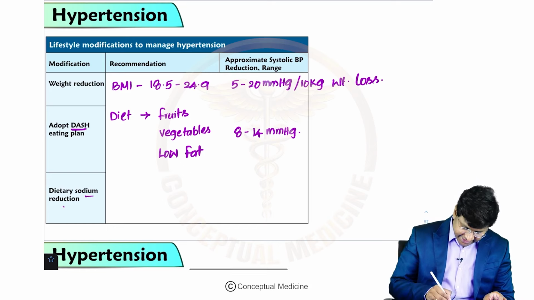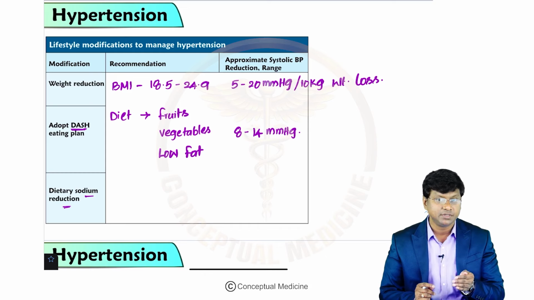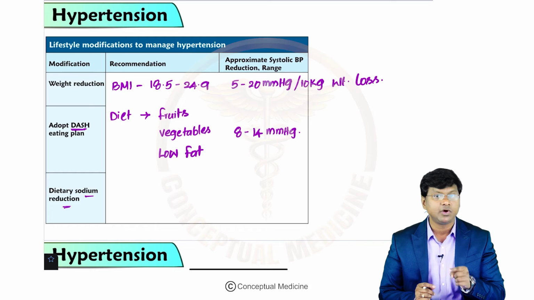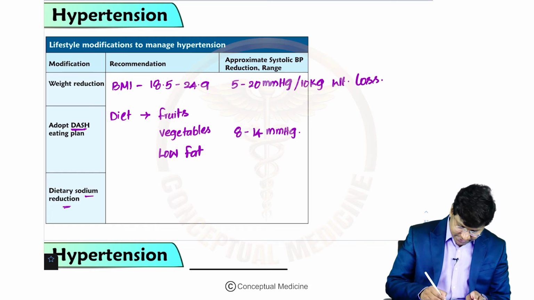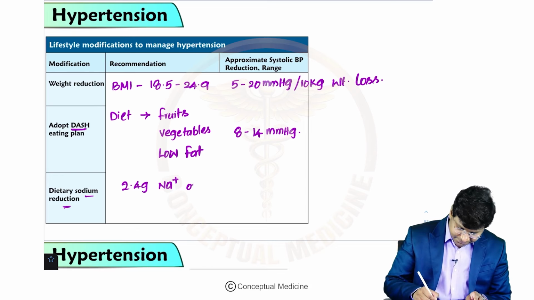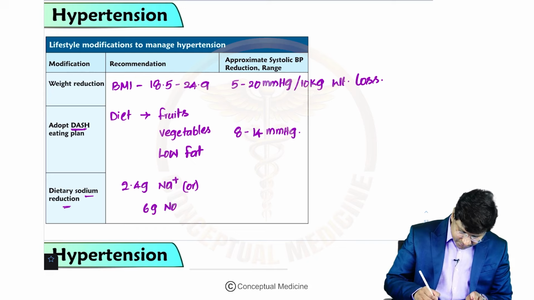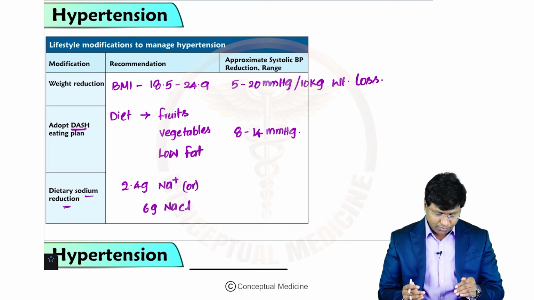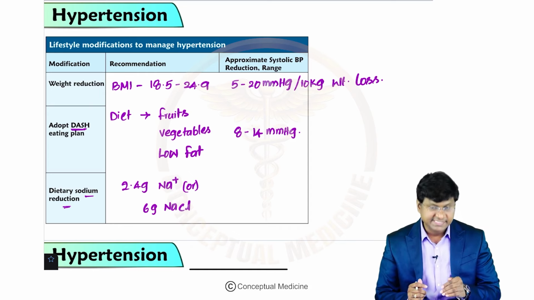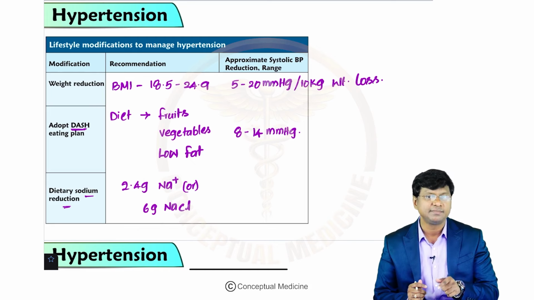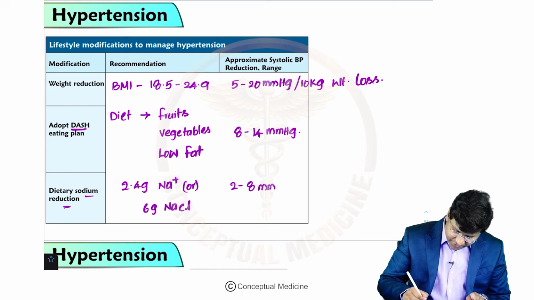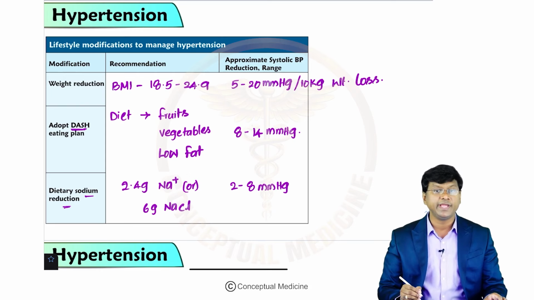Then coming to the dietary sodium reduction. If the individual takes less amount of salt, that is reduced dietary sodium intake, how much should that be? The individual should take 2.4 grams of sodium or 6 grams of sodium chloride. So when the dietary sodium reduction is up to 2.4 grams sodium or 6 grams sodium chloride, the systolic blood pressure reduction will be around 2 to 8 millimeters of mercury.